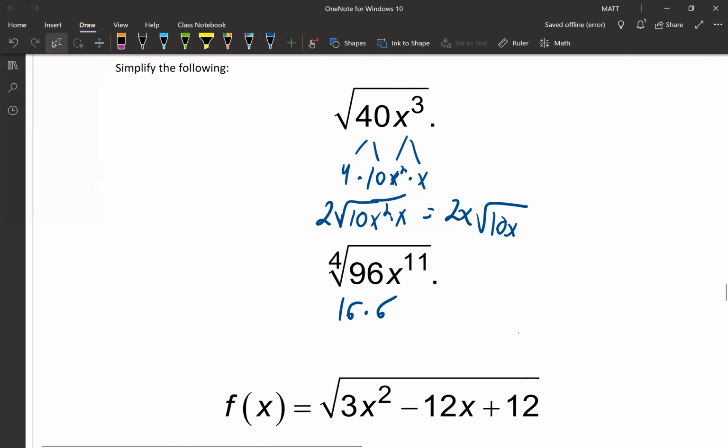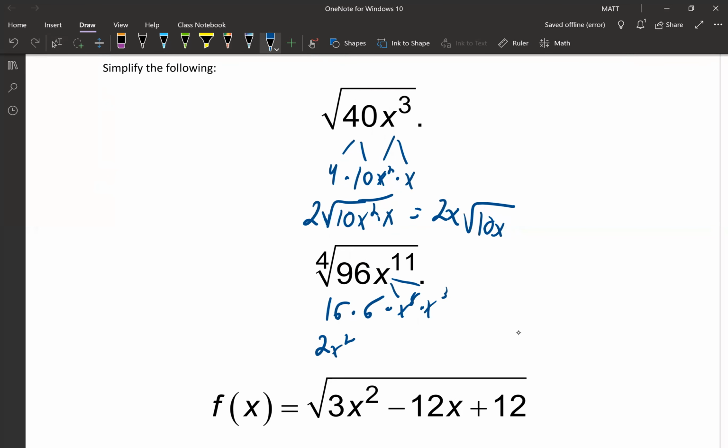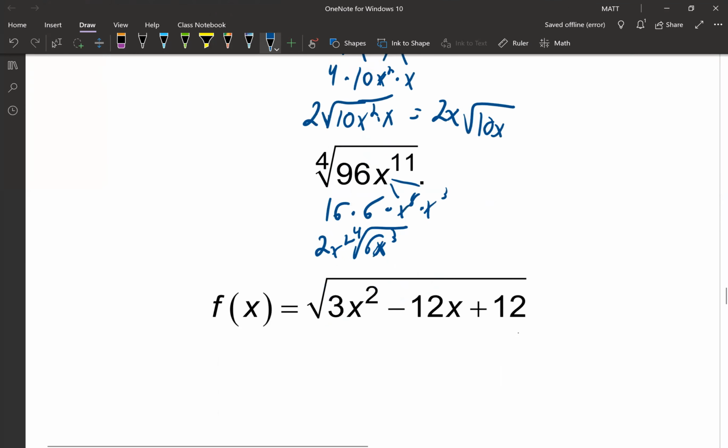And then if I notice this x to the 11th over here, this is the same thing as saying, well, maybe I have an x to the 8th power, right? And that's multiplied by x to the 3rd. And the reason I'm doing that is because if I have x to the 8th power to the 4th root, that's just x squared, right? So this will turn into 2. So that'll be 2 multiplied by x squared multiplied by the 4th root of 6x to the 3rd, right? So we're just doing the same thing that we've done earlier where we're splitting it up and seeing what factors out really nicely out of these expressions. Okay.